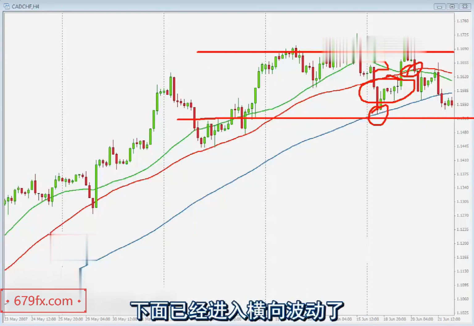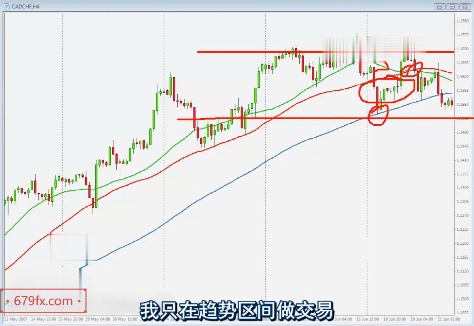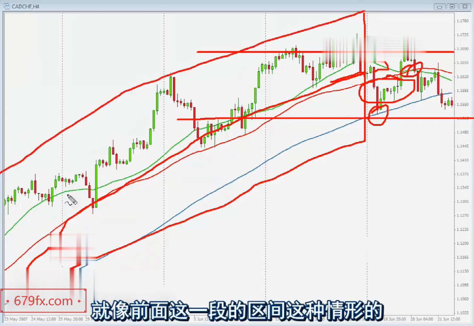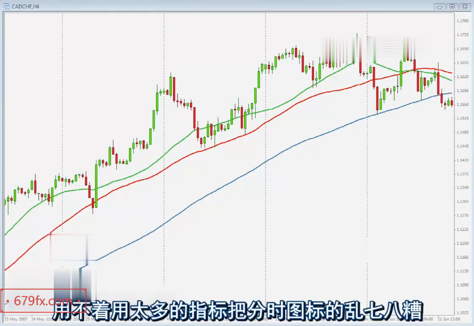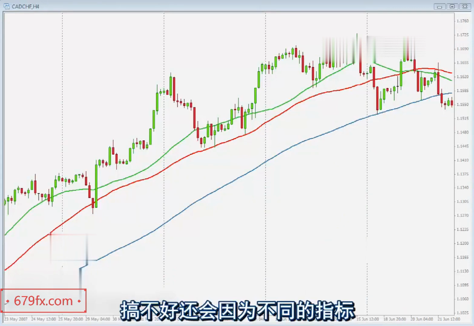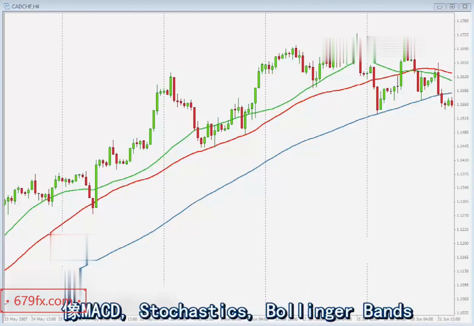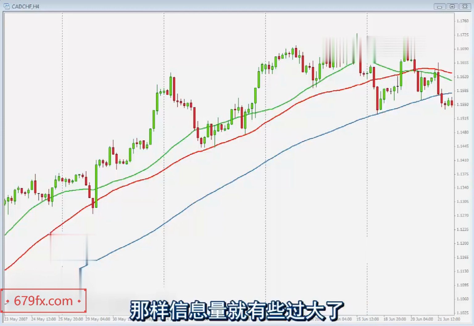Like I said, we are consolidating sideways, and I don't trade within ranges. I only trade within trends, such as this earlier part of the chart. So you don't need to plot that many indicators on your chart. You don't need to clutter your charts with a number of indicators, getting confused with different signals from all those different indicators: MACDs, stochastics, Bollinger Bands, etc. That's just an overload of information, and you quite frankly don't need it.